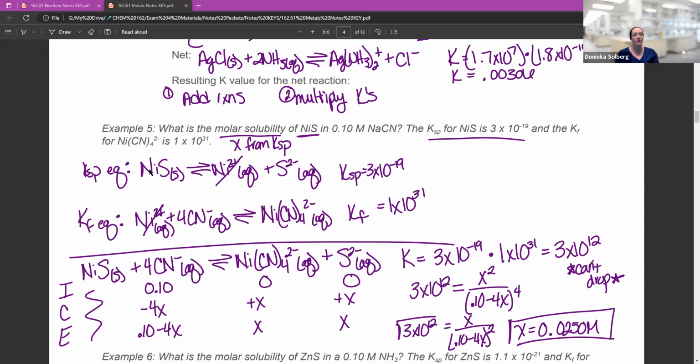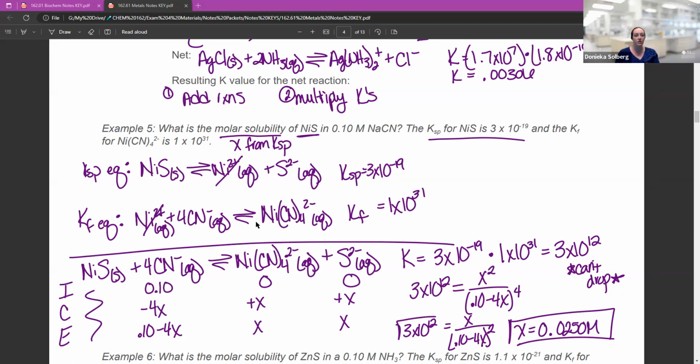So I wrote my KSP equation here, nickel sulfide solid into nickel and sulfide. Remember, the KSP for this is going to be really small, and this is a solid, so it's not included in the K equation. And the K formation for nickel cyanide is this. The formation equation should be the stuff that makes up that compound. So I've got nickel cyanide 4 with a 2- charge. If you check your charges, cyanide's -1, so nickel had to have been +2. So nickel +2 plus 4 cyanides makes this compound, and that is the formation constant.